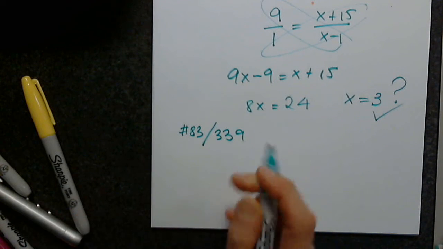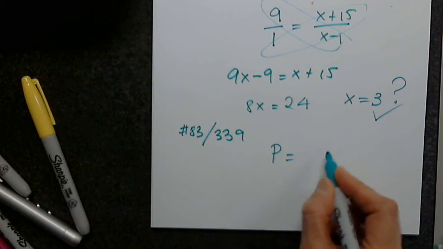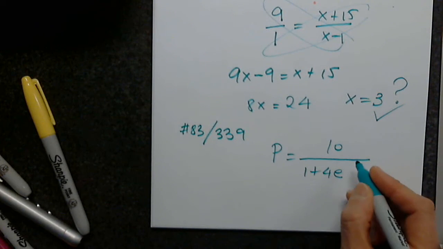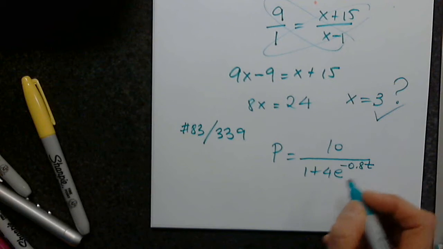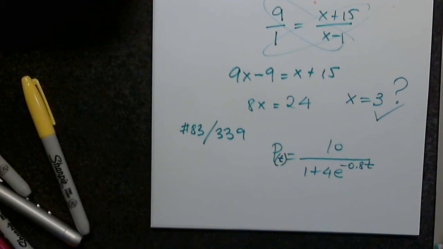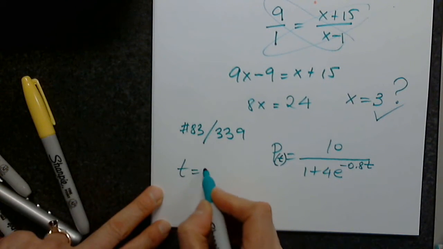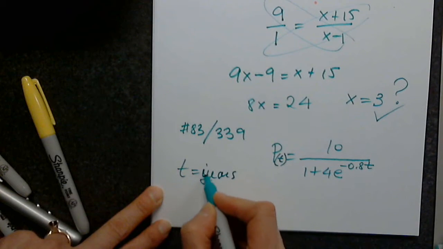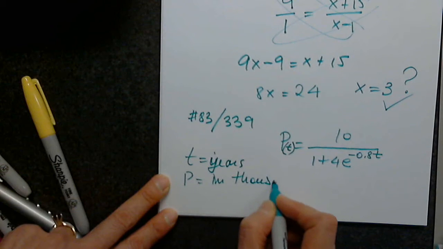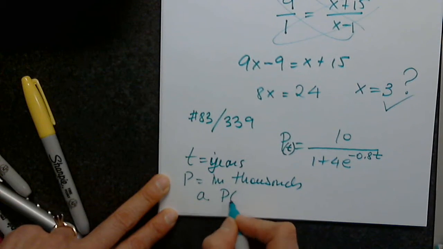So p equals 10 divided by 1 plus 4e to negative 0.8t. Now, I think it would be nicer if they had put something like p of t, so we know p is the number of fish in thousands, and t, number of years. So t in years, and p in thousands. And part A, p of 3.